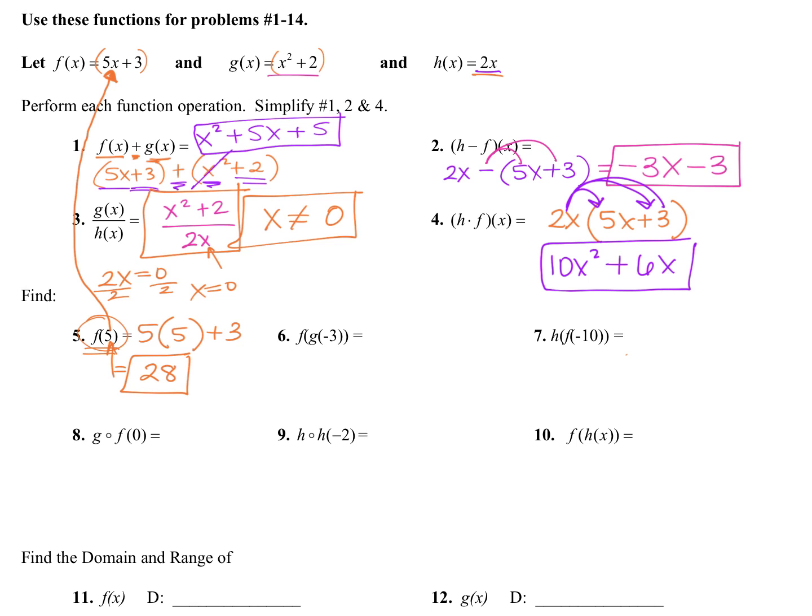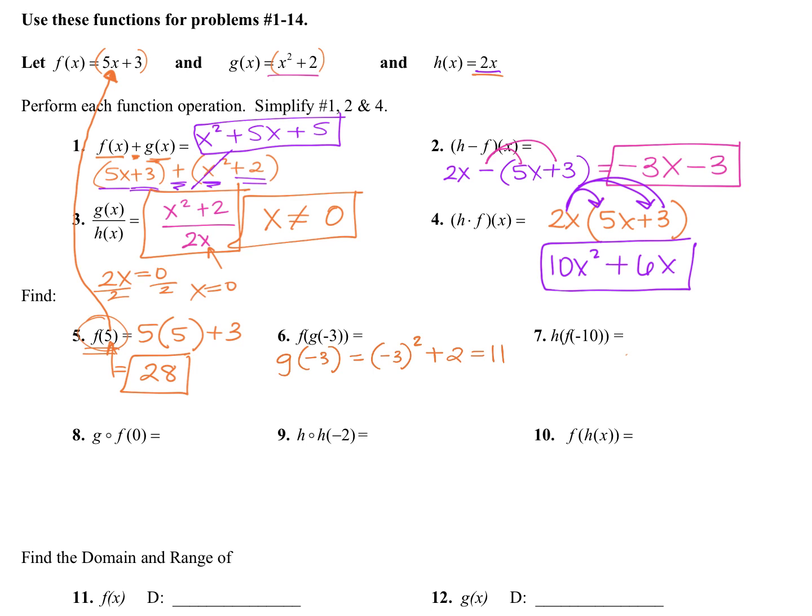What do you do first? G of negative 3. So you're going to say G of negative 3 is negative 3, parentheses matter here, right? Negative 3 squared plus 2. What does that equal? 11. Yeah, negative 3 squared is 9. 9 plus 2 is 11. Okay, so G of negative 3 is 11.